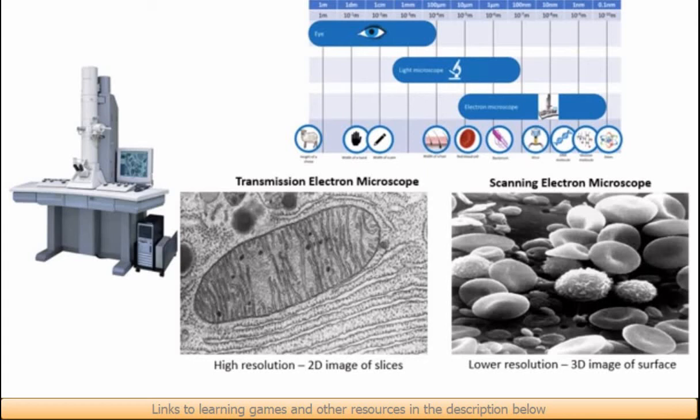Despite their high resolving power, electron microscopes are not suitable for all microscopic studies. Living specimens can't be used. The apparatus is very large and very expensive, and it requires lots of training to be able to use it properly.